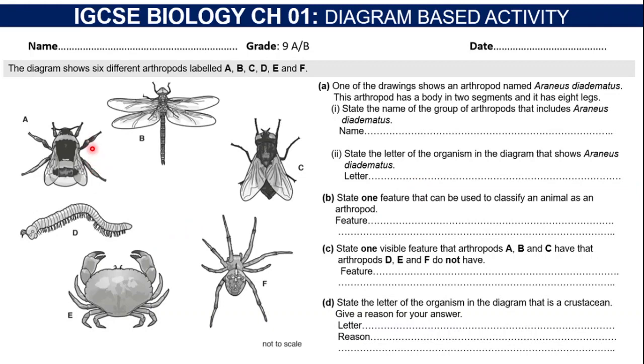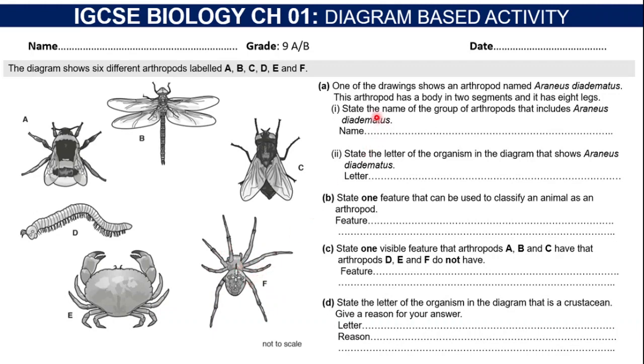A has 3 pairs of legs, meaning 6 legs. B also 6 legs. C also 6 legs. And D has many legs, more than 10, right? And E has 10 legs, 5 pairs of legs. F has 1, 2, 3, 4, 5, 6, 7, 8. Yeah, F has 8 legs.